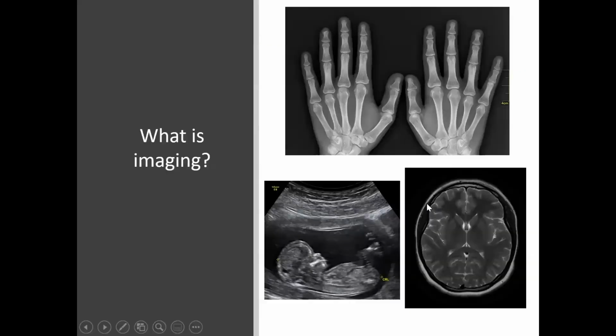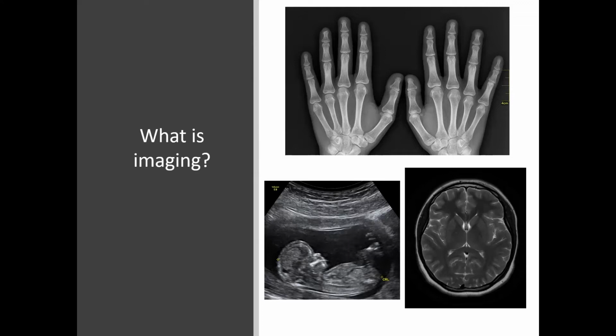Okay, so we'll start from basics. What is imaging? It lets us visualize part of the human anatomy in a way that we can't see with the human eye by itself. These are images you're probably familiar with: X-ray, ultrasound, MRI. So that's the background of imaging.